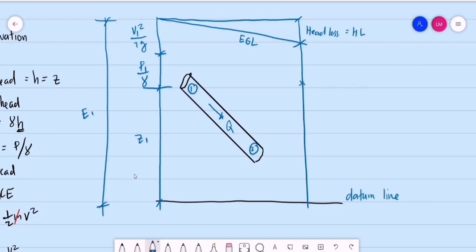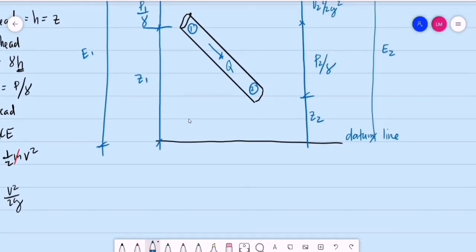So after the head loss, we have the velocity head at point 2, this is V sub 2 squared over 2g. Then we have the pressure head at point 2, let's say P sub 2 over gamma. Then the elevation of point 2. So let's say this total height is the total energy head at point 2.